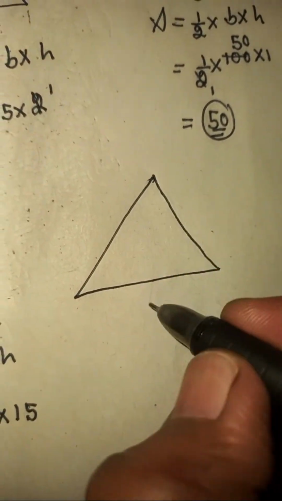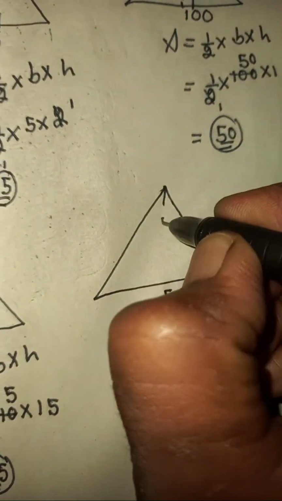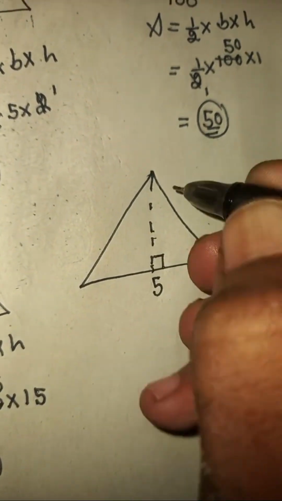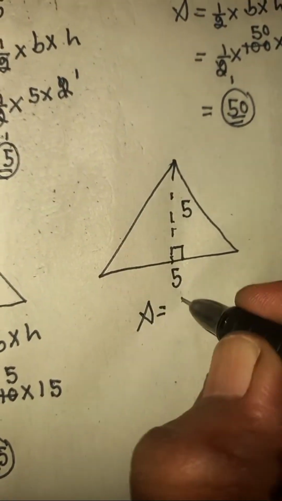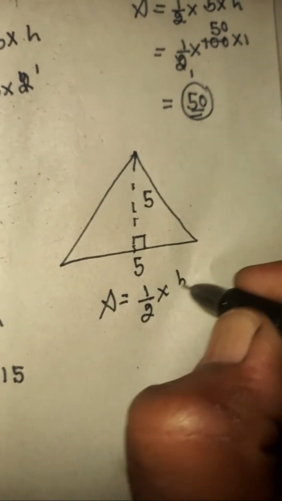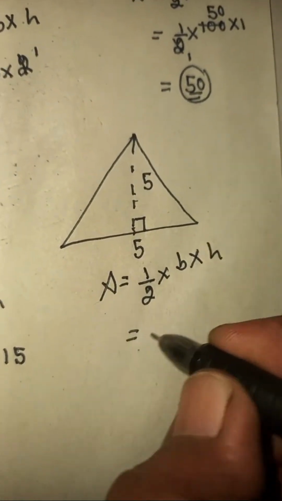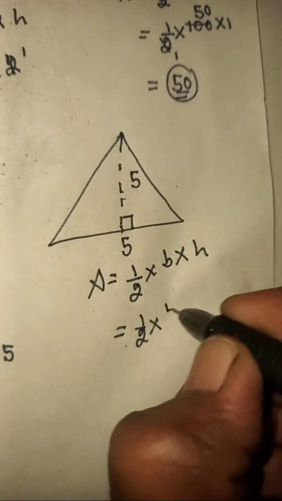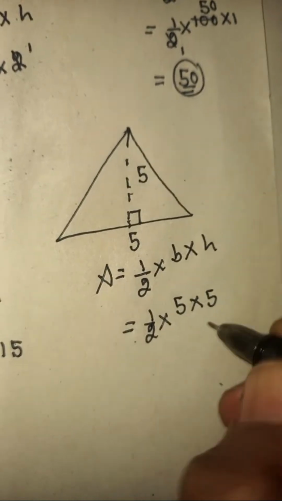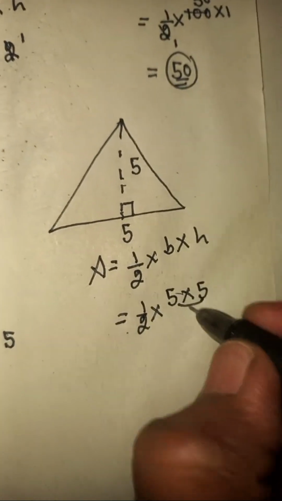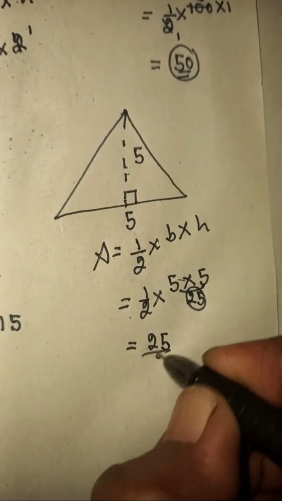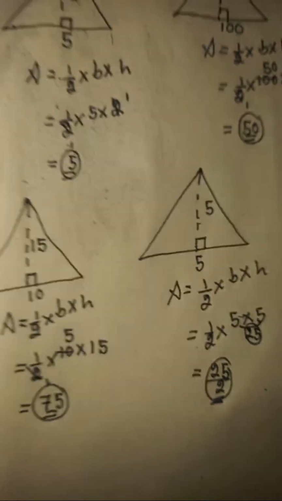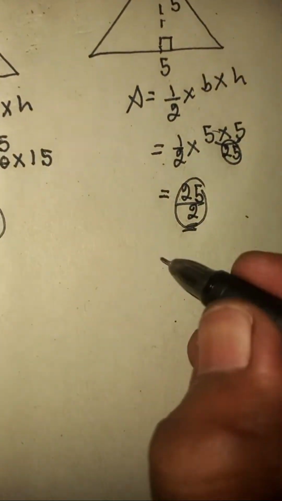Here they have given base length as 5 units and the perpendicular height also as 5 units. Now you can find the area: half times the base length times the perpendicular height, that is half times 5 times 5. Here 5 times 5 means 25, so it's going to become 25 by 2 square units. Let's take at last another triangle.